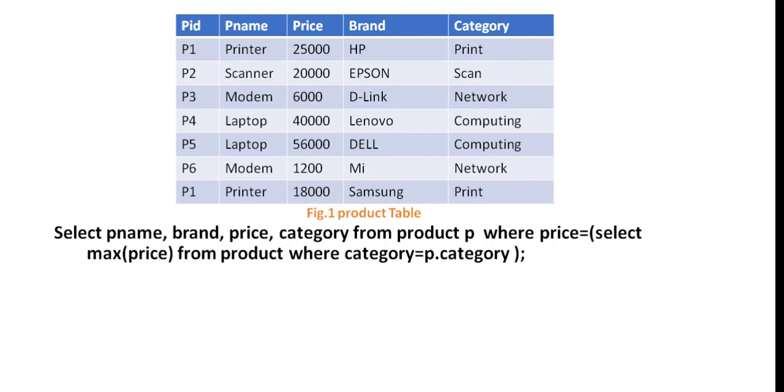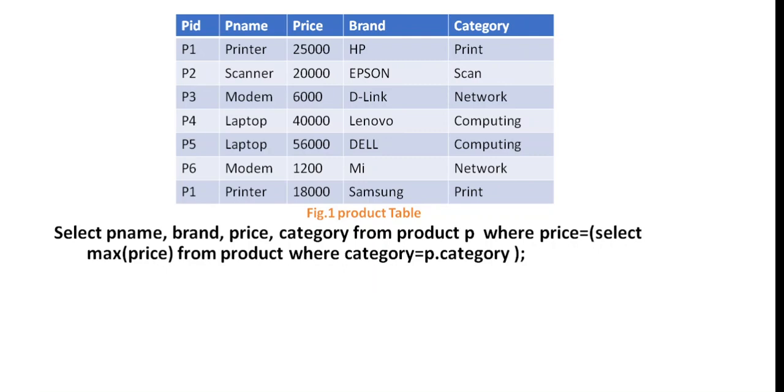Similarly, if you look at the laptop, the laptop has the computing category. Here in the computing category again we have two laptops. One is Lenovo at 40,000 and the second is Dell at 56,000. So we need to compare these two. Now out of these two, Dell at 56,000 has the higher price.